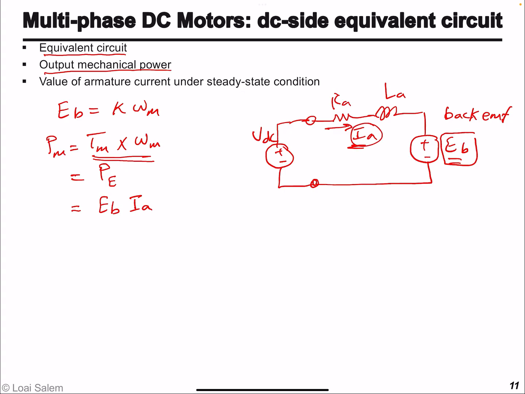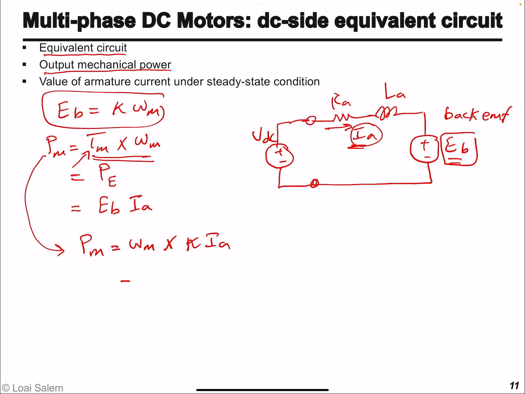Why? Well, let's expand this expression. We have the mechanical power is omega m times the motor torque, and the motor torque is basically K times IA. And we said the back EMF is also K times omega m, so it will be EB times IA. Alright.